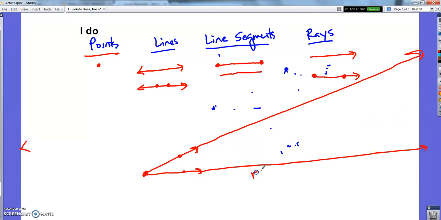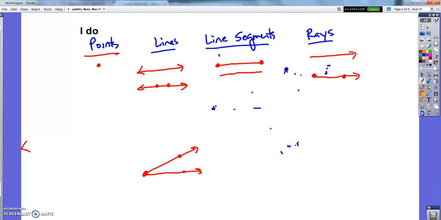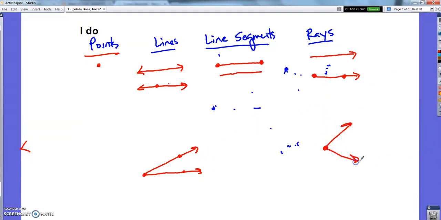So that's 2 different rays. That's a ray, and that's a ray. And again, you need 2 points to make a ray. If I just give you 1, you don't know where to go. Do I mean that ray? Do I mean that ray? Do I mean that ray? There. So that's what it is.